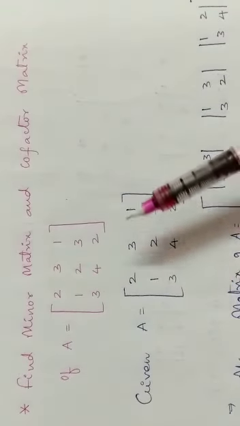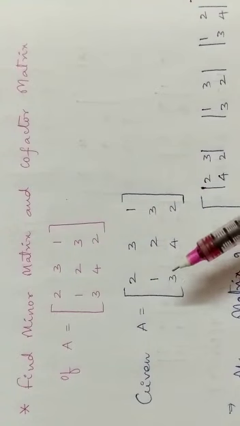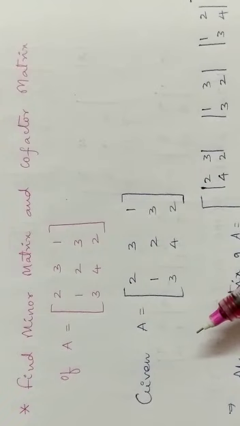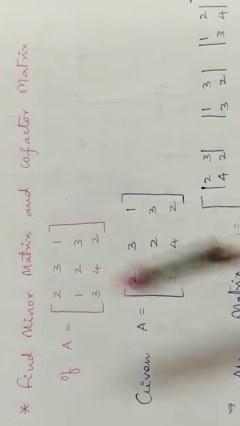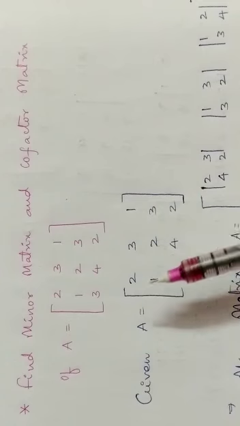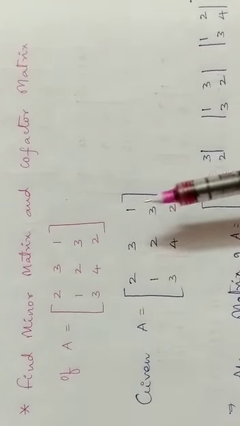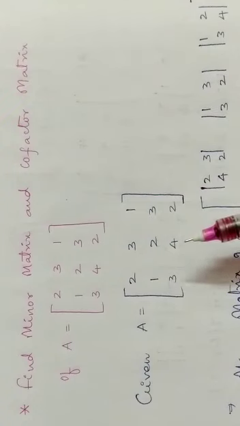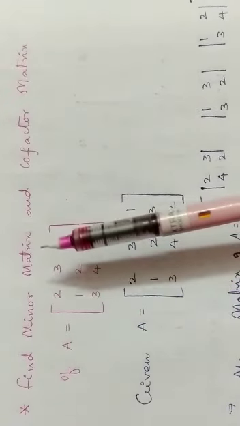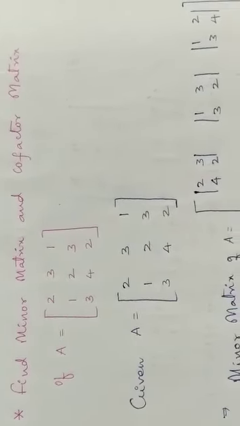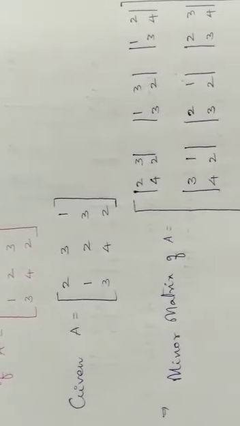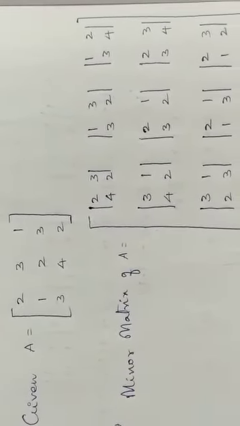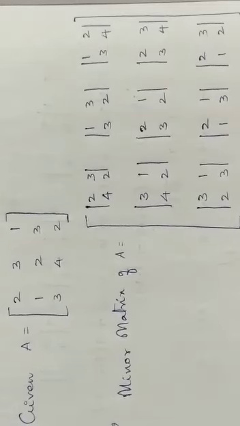Writing all the minors of these elements in a matrix is called the minor matrix. Finding minors of each element of this matrix and again writing them in matrix form is the minor matrix. Right. How to write the minor matrix? See here.